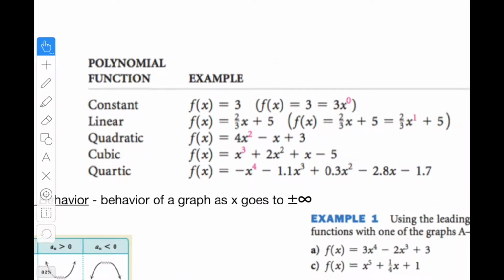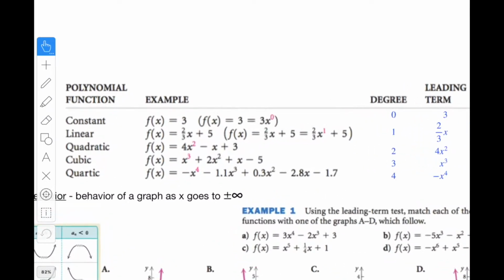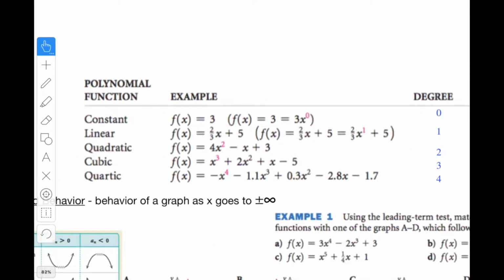And then let's examine exactly what the degree is. You can see here the degree is 0, 1, 2, 3, 4. That's just the highest exponent. You can think of 3 as 3x to the 0 because anything to the 0 is just 1. And you can remember that there's an invisible 1 here. Make sure you copy down what you see in blue.